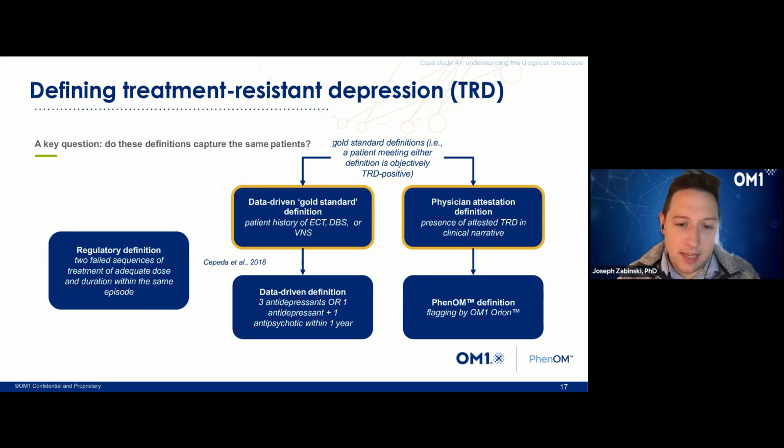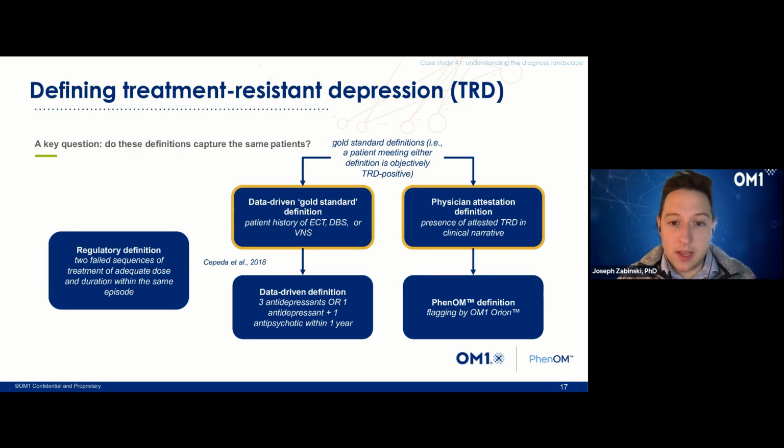And the proxy that they came up with was an observation of at least 3 different antidepressants or at least one antidepressant plus one supplementary antipsychotic within 1 year of the patient's history. So in other words, if you see that evidence in the journey, it is okay to label that patient as having experienced treatment-resistant depression. It's supposed to capture the gold box above it, as well as include those similar to those patients.